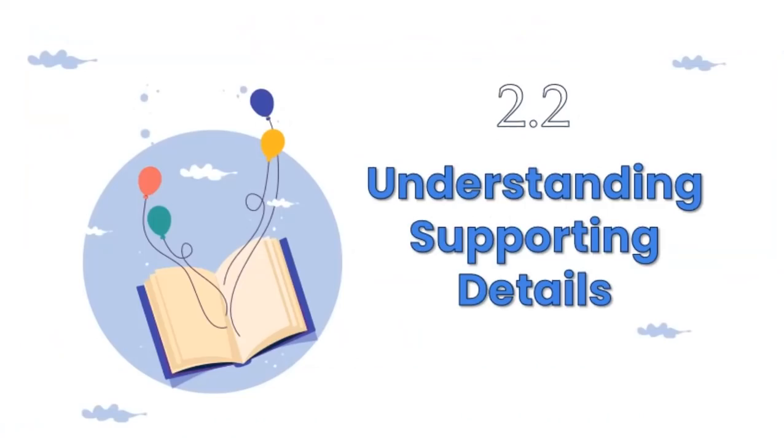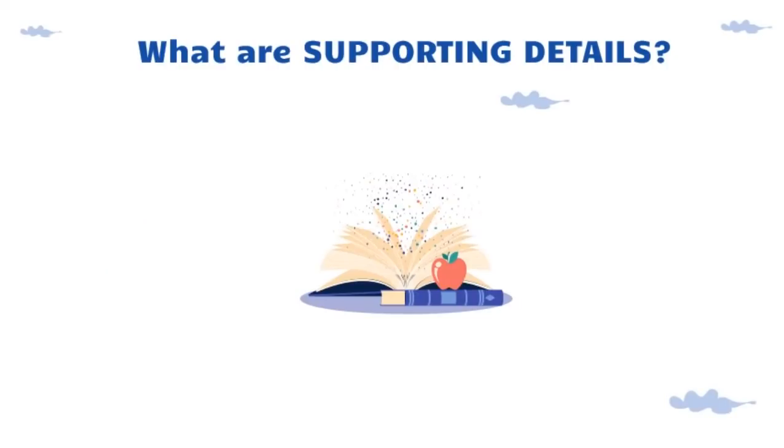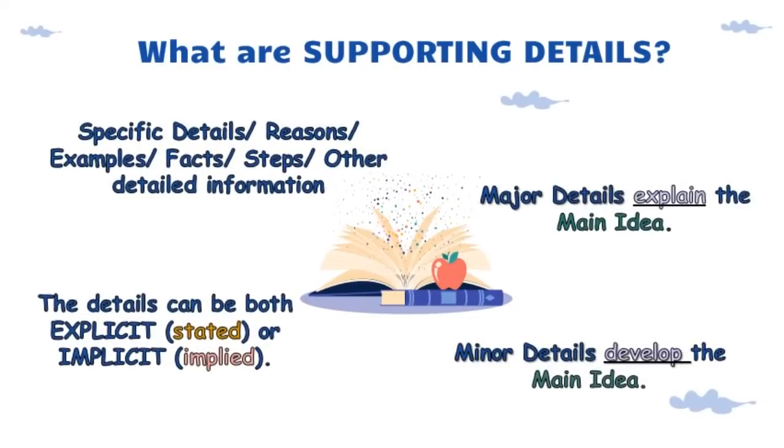Now, let's move on to the second comprehension skill, which is understanding supporting details. Any main ideas will be further elaborated with a lot of supporting details. Supporting details provide the length of any text. So what are supporting details? They are specific details, reasons, examples, facts, steps, or other detailed information which further elaborate main ideas.